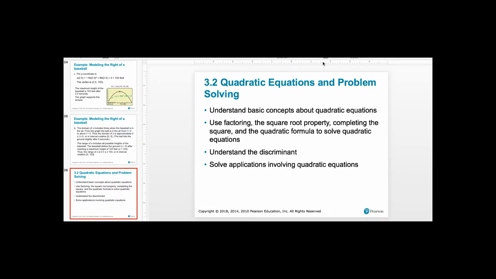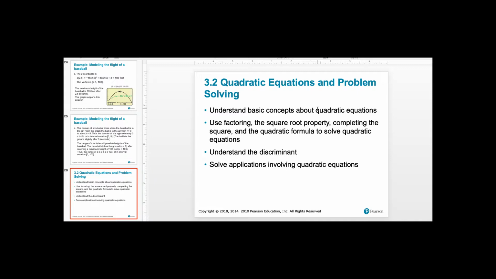There we go. Hi guys, so hopefully you've taken a break and are ready to talk about 3.2. So in the first section we talked about what quadratics were, what the form was, what the graph would look like, different aspects of how the symbolic representation impacts the graph. And so now we will talk about one of the things that we're going to want to do with quadratics, and that's to be able to solve them, or specifically to solve quadratic equations.